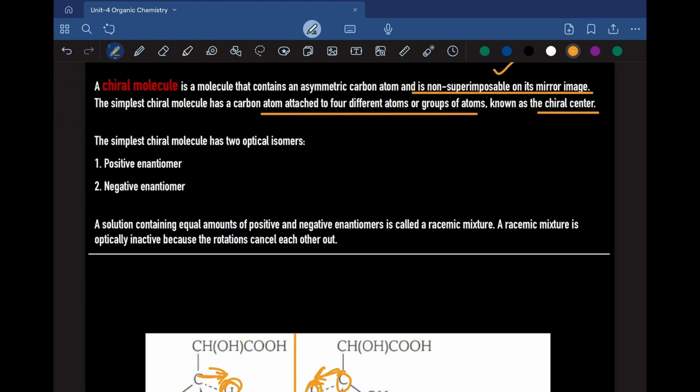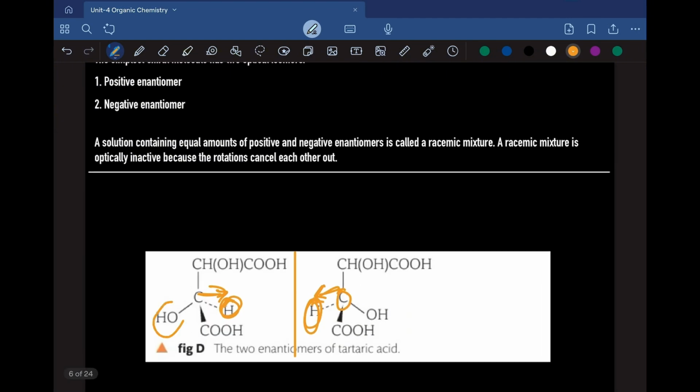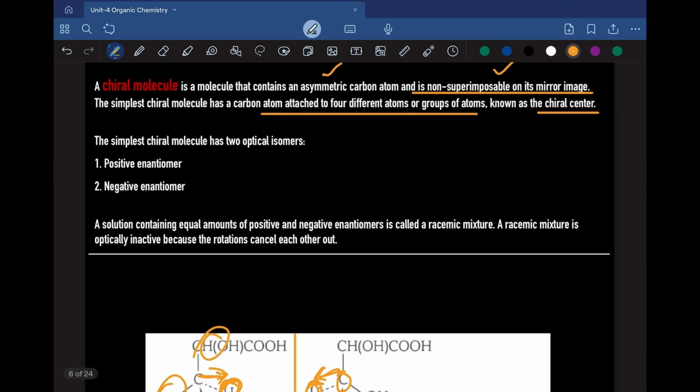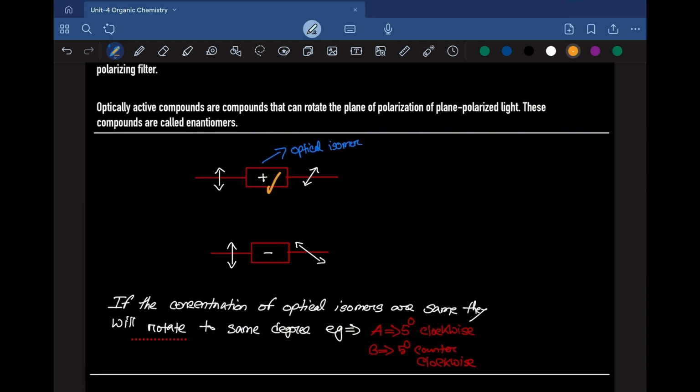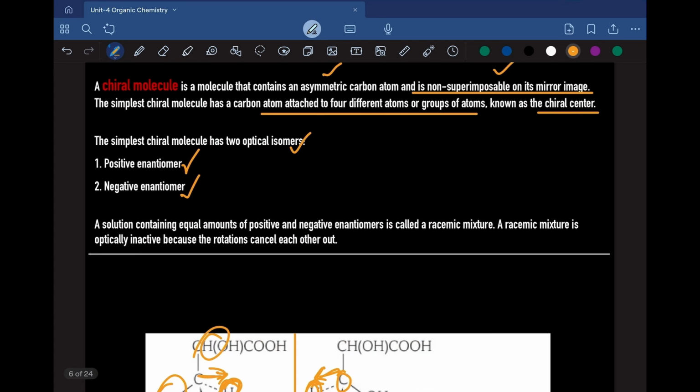Another thing is that asymmetric carbon means the carbon atom is attached with four different atoms or groups of atoms. None of them matches with the other one. Now, the simplest chiral molecule has two optical isomers: the positive enantiomer and the negative enantiomer. We have seen about the positive and negative enantiomers in our previous class, right? Now, a chiral molecule will have both the positive and negative enantiomers.